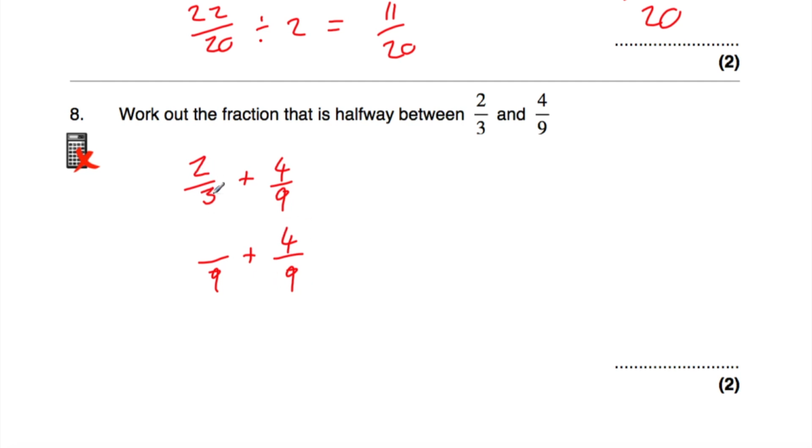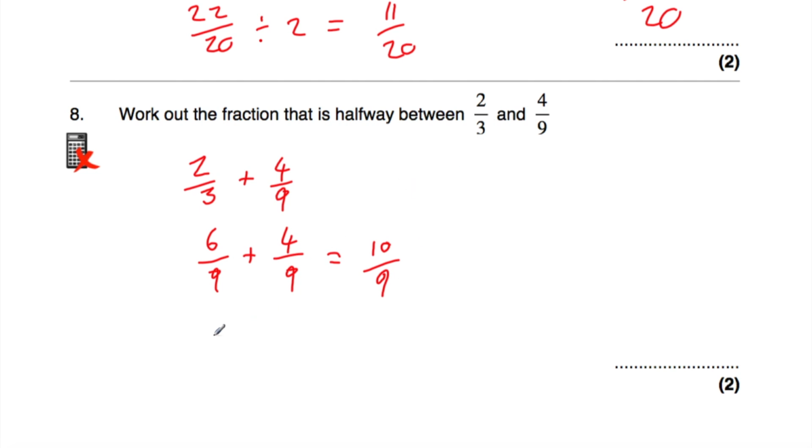Our 2/3, to get from 3 to 9, we multiply by 3. So let's multiply the numerator by 3. 2 times 3 is 6. So 2/3 is the same as 6/9. So we've got 6/9 plus 4/9, that would be 10/9. So if we add these two fractions together, we get 10/9.